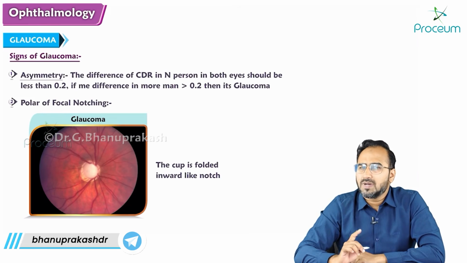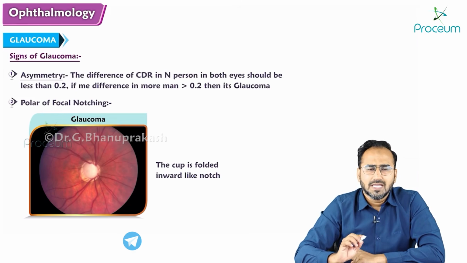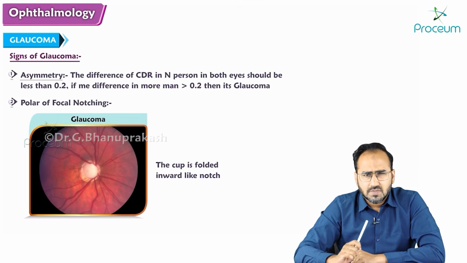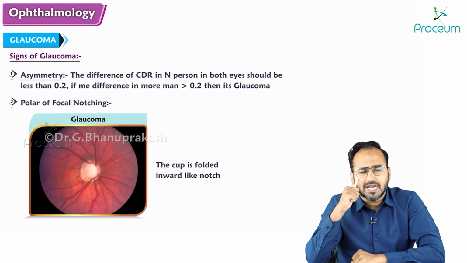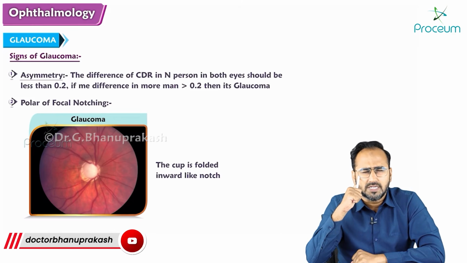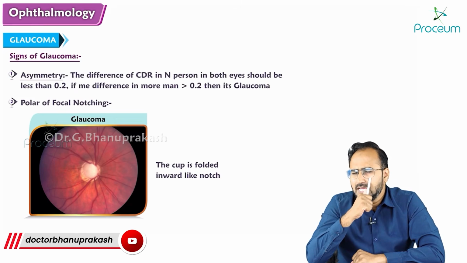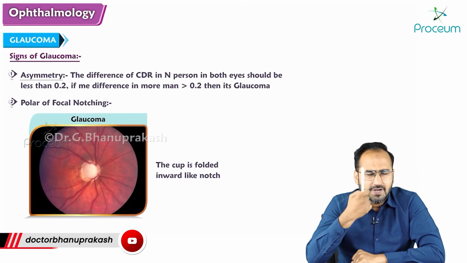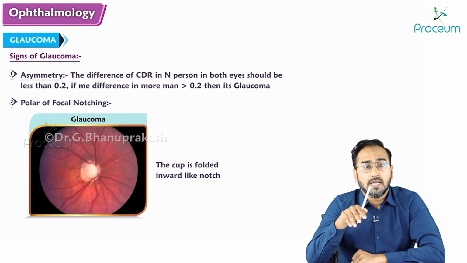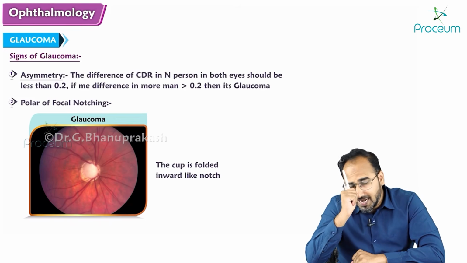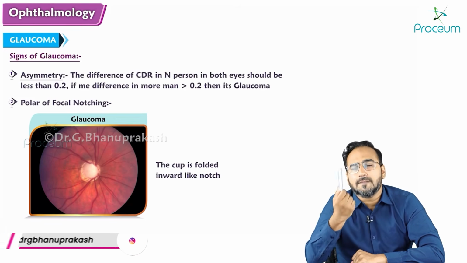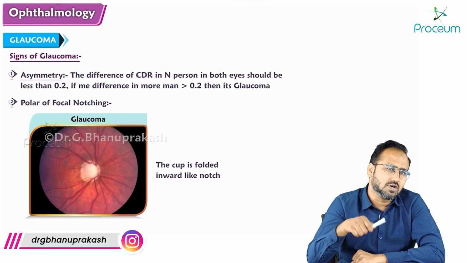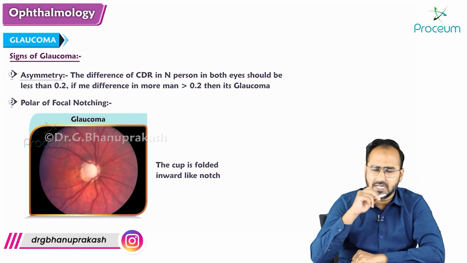So remember guys, in the signs of glaucoma, the first sign is asymmetry. In my right eye, my cup to disc ratio is 0.3. In my left eye, it is 0.4. What is the difference that I am getting? 0.1 difference. Even a 0.2 difference is fine. But if the difference between the right eye and left eye is more than 0.2, that is a sign of glaucoma. What is that sign? Asymmetry.